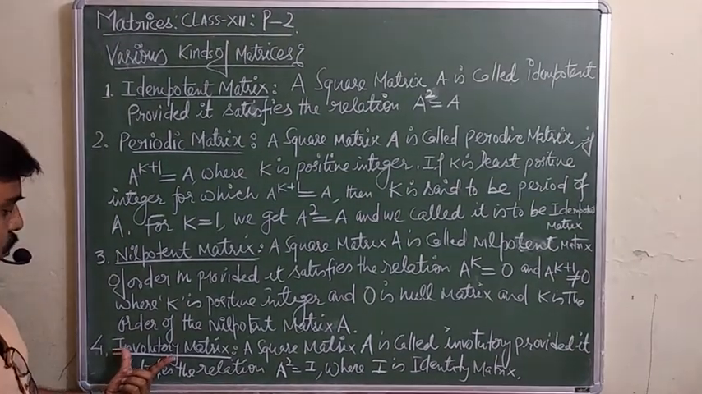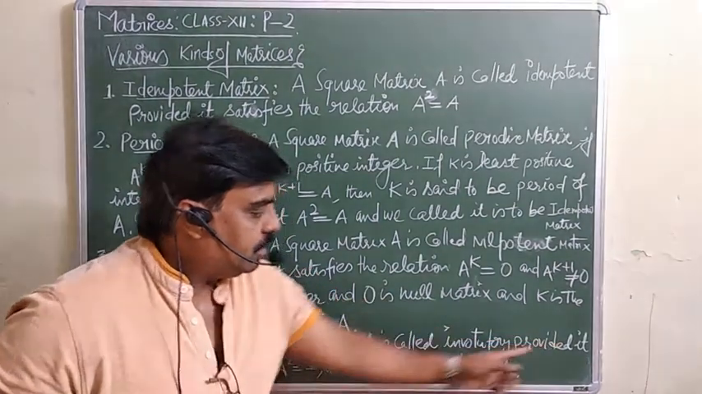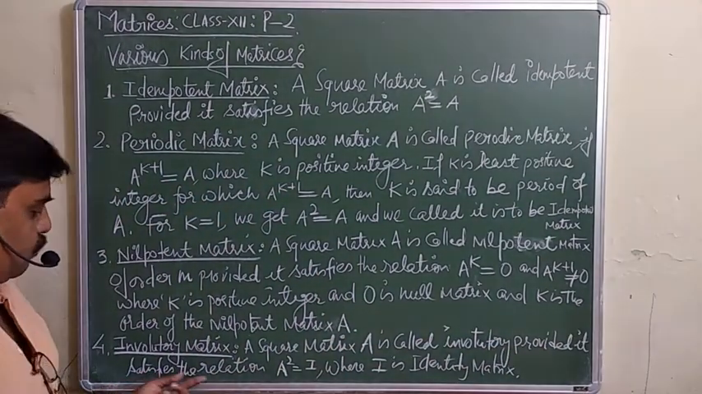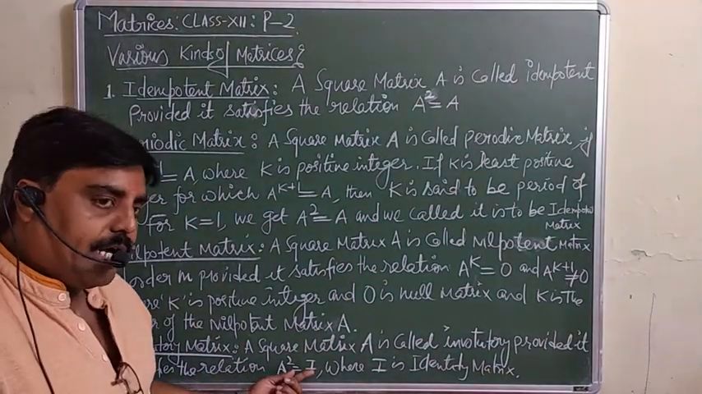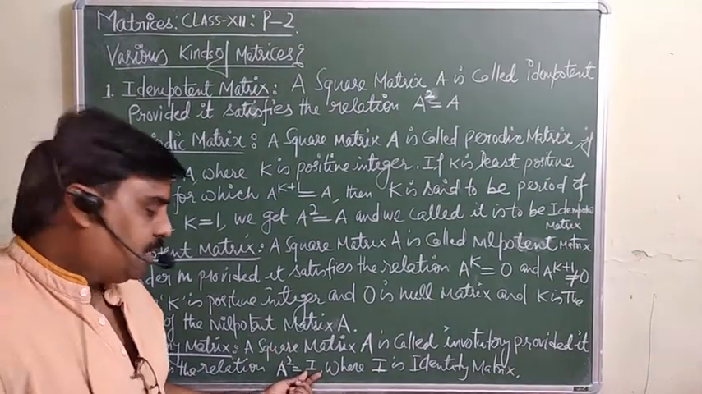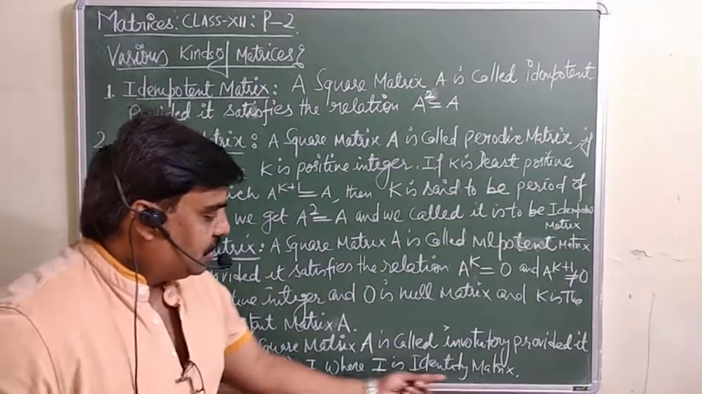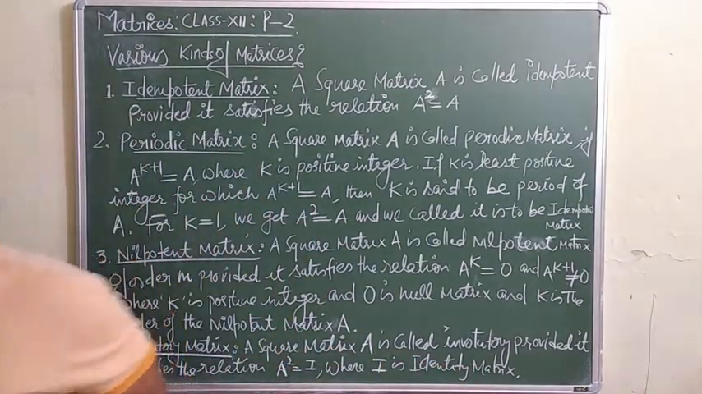Similarly, the involutory matrix. A square matrix A is called involutory provided it satisfies the relation A square is equal to the identity matrix. If the matrix is multiplied by itself and you get the identity matrix, that is an involutory matrix, where I is the identity matrix. So have a look.